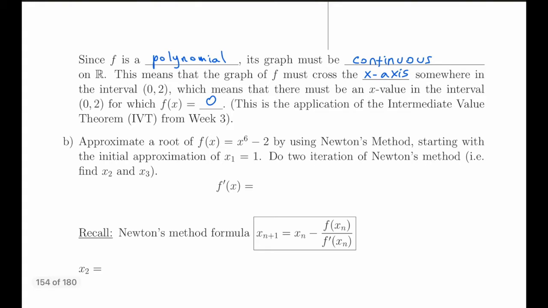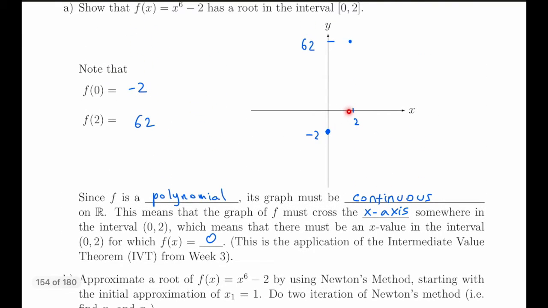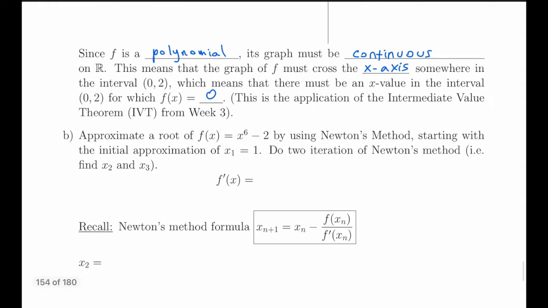Now, the next part is going to ask you to approximate the root of this function using Newton's method. For this one, I'm giving you the initial approximation, and 1 is a good choice in any case because 1 is within this interval. In fact, it's right smack in the middle there. So if there's a root here, then choosing 1 would ensure that you're pretty close to the root. So to do Newton's method, remember this was the formula for it, you'll need the derivative of f. So the derivative of this, which is simply 6x to the 5.